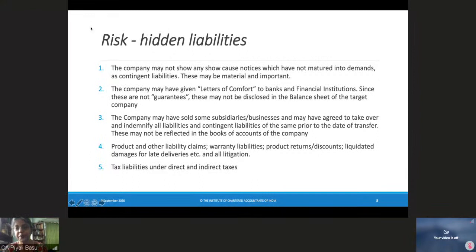Liquidated damages. What is liquidated damage? Can I have an answer? What is a liquidated damage? Yes, please.